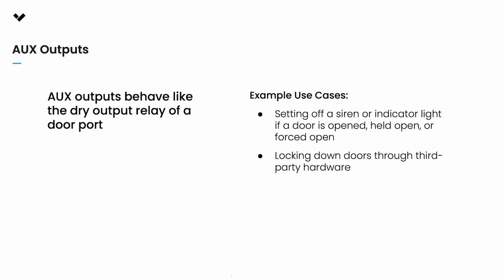Think of an AUX output as behaving like the dry output relay of a door port. The relay on the AUX output can handle the same voltage and current limits as our regular door ports. If voltage is desired, the AUX power pin can be connected to the C gate of the relay. AUX outputs can be used for a range of applications, like setting off a siren or indicator light if a door is opened, held opened, or forced, or locking down doors through outside hardware.